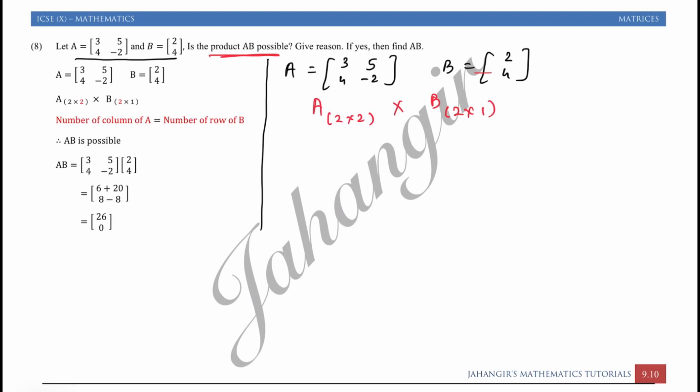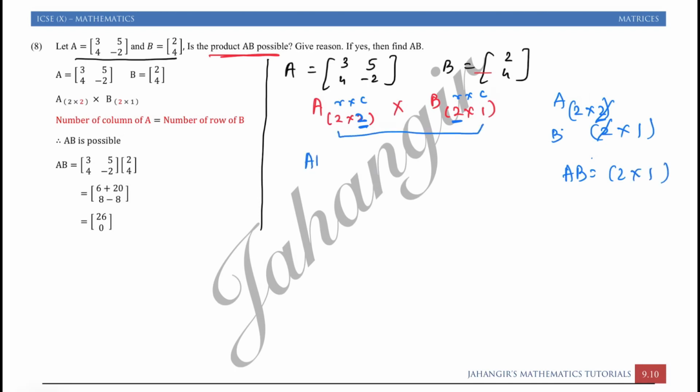As I told, for a multiplication to exist, the number of columns of the first matrix, this is row into column, you know, we had discussed in the last exercise, should be equal to the number of rows of the second matrix. So see, A is 2 by 2 and B is 2 by 1. These two will get cancelled. So since it's equal, the order of AB is 2 by 1.